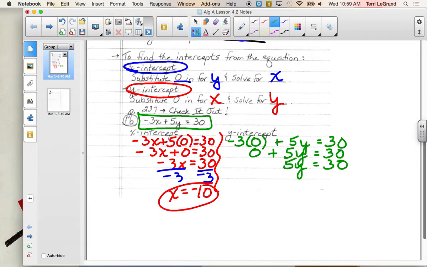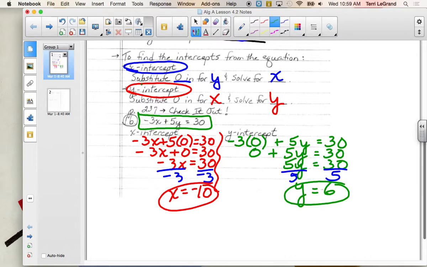Finish solving that and get the y-intercept. So what's our y-intercept? 6. So that tells us what again? The line will cross at 6 on the y-axis. Yeah, the line will cross at 6 on the y-axis.